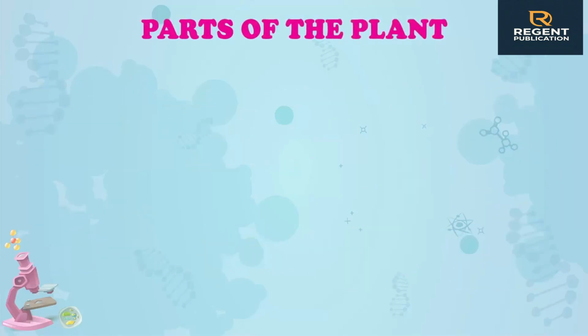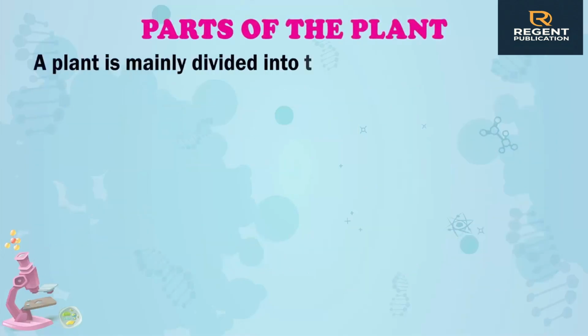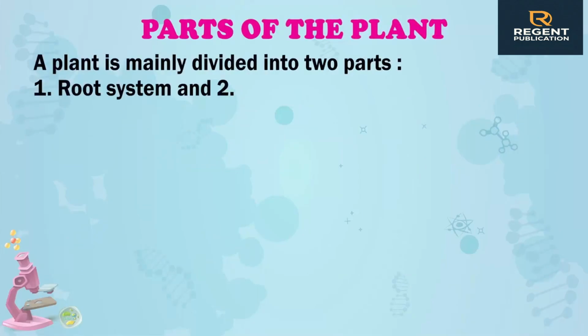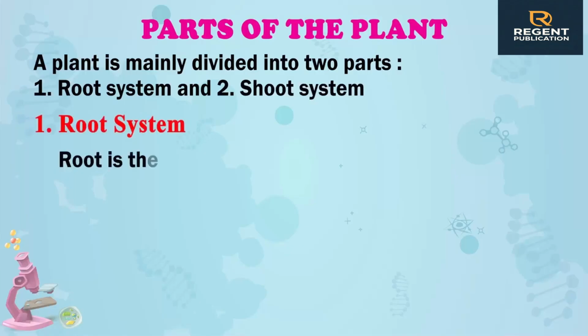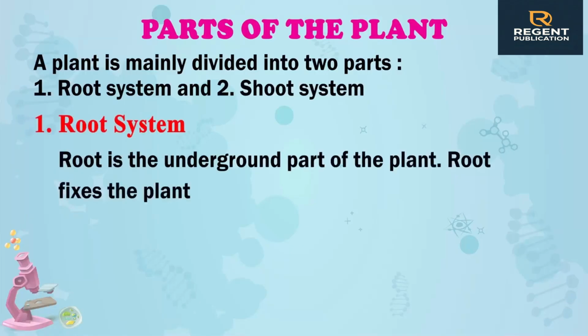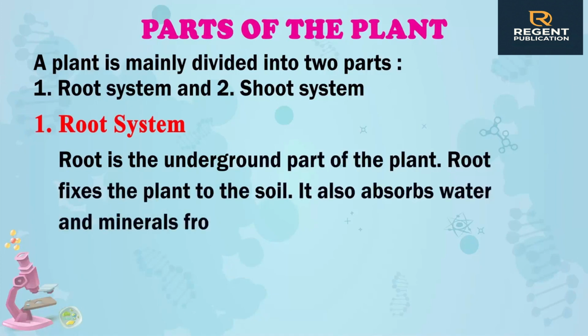Parts of the plant. A plant is mainly divided into two parts: root system and shoot system. Root system. Root is the underground part of the plant. Root fixes the plant to the soil. It also absorbs water and minerals from the soil.